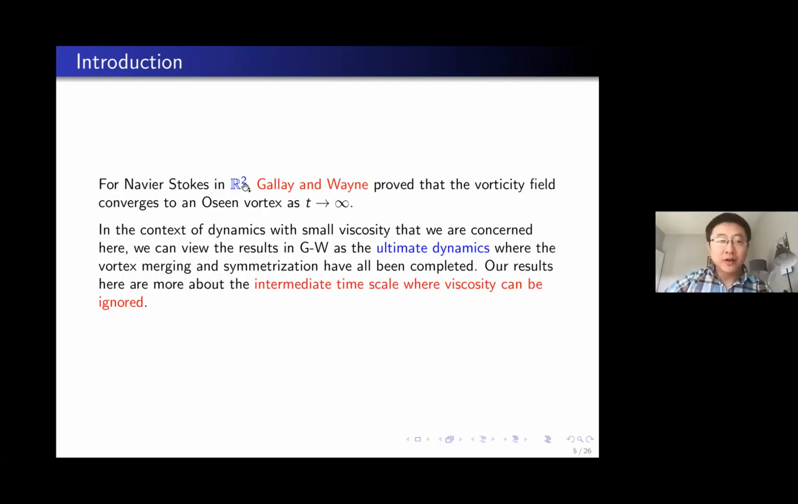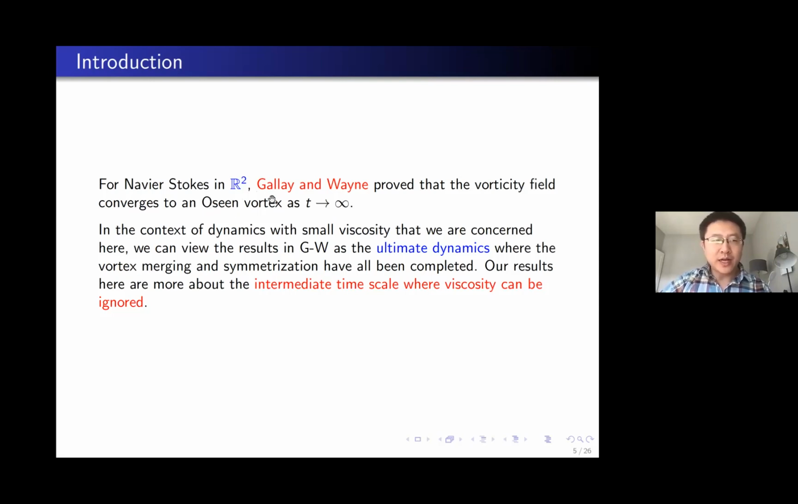Actually, for the Navier-Stokes in R2, there's a very beautiful, elegant result by Gallay and Wayne, who proved that the solution, the vorticity field, will converge to an Oseen vortex as t goes to infinity. This works for all kinds of data and all viscosity. So this gives us a really clean picture, right? As t goes to infinity, you will only see one Oseen vortex.